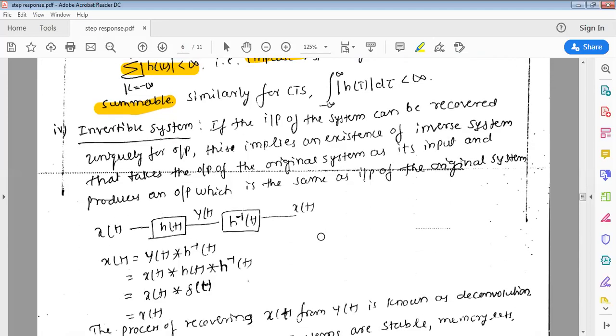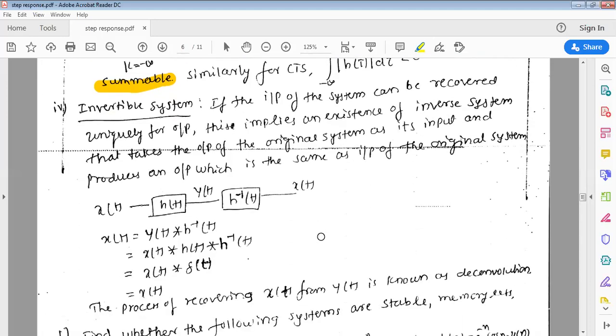Now we'll go for invertible systems. What is an invertible system? Given x of t and a system with response h of t, what is the output y of t? y of t is equal to h of t convolved with x of t. I will design one more system with the impulse response h inverse of t, so that when convolved with y of t, it will once again give me x of t.